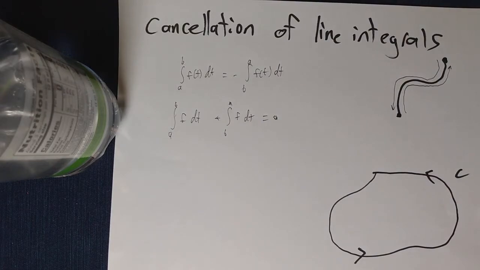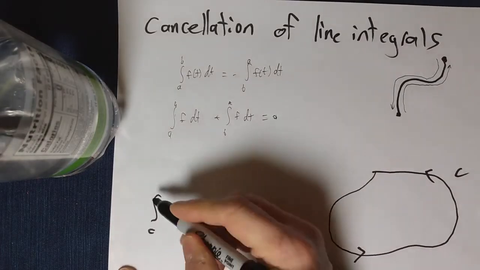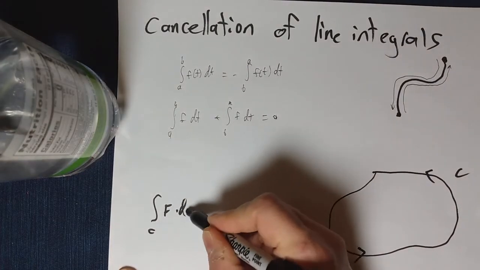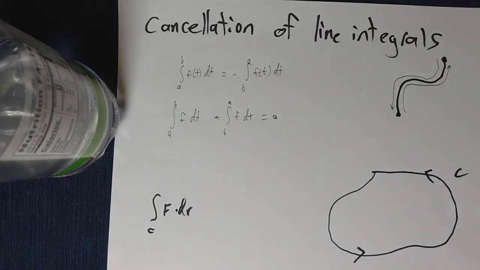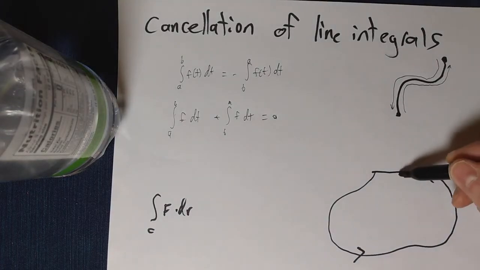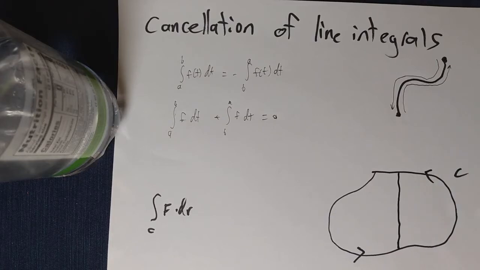Let's apply this to a closed curve C. So here's a closed curve with positive orientation. We can integrate the vector field around this curve. But what I want to do is subdivide this region so that we get two curves. Call this one C1 and C2.